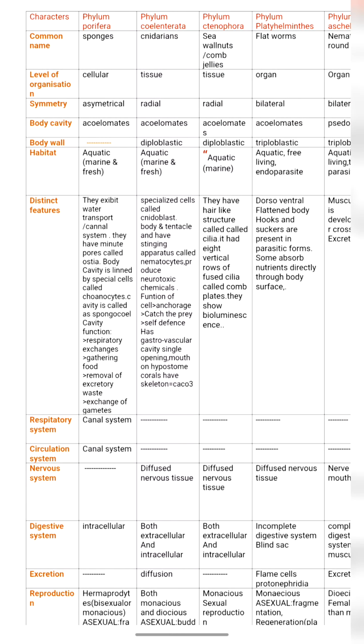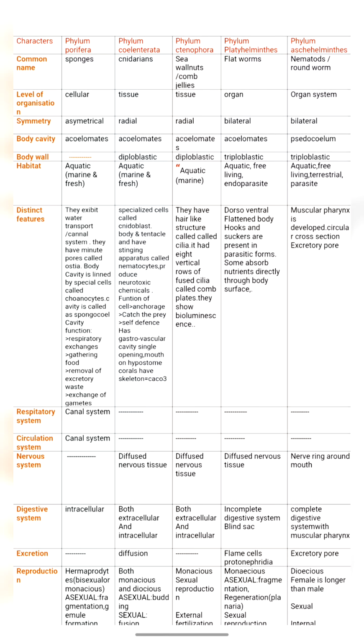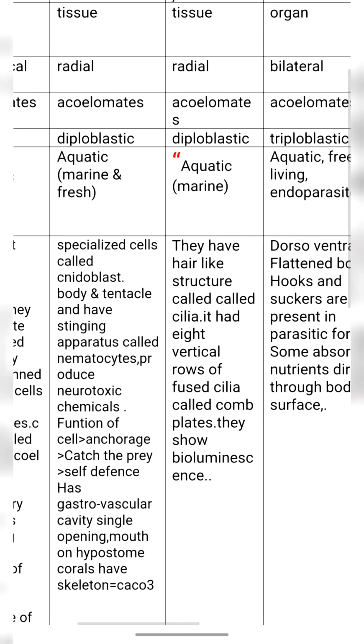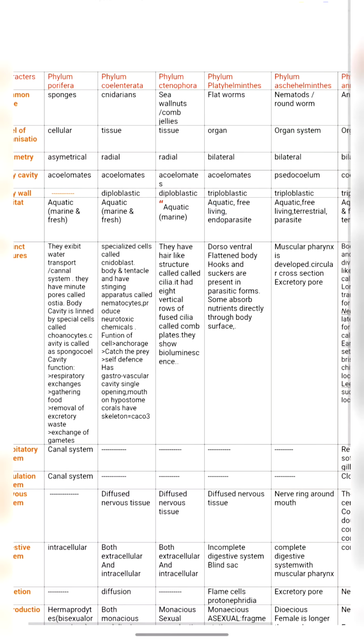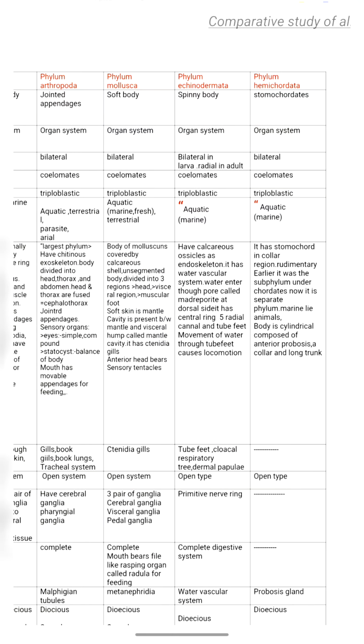Symmetry: both are radial symmetry. Acoelomates for body cavity, and the body wall is diploblastic. Habitat is very, very important. See, I have marked it here with double inverted commas. Can you see that one, aquatic marine? They are exclusively marine organisms.